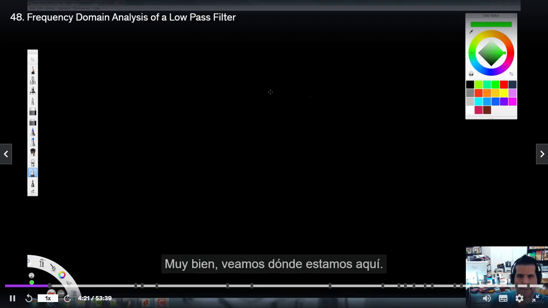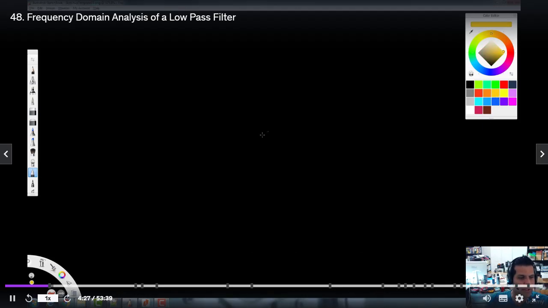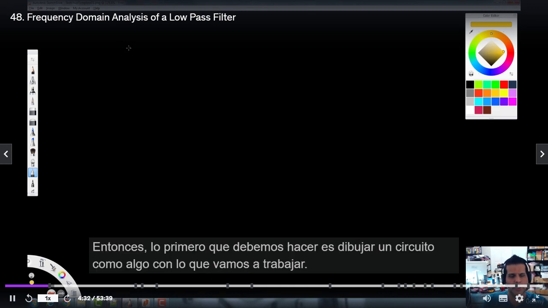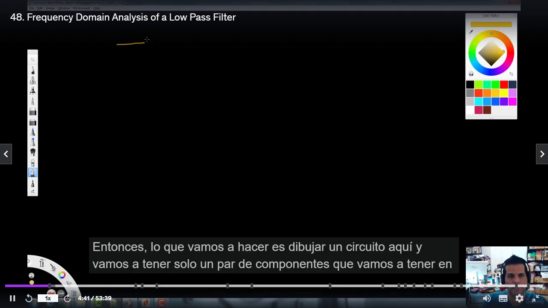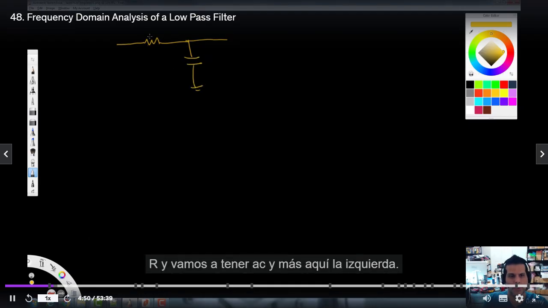Let's see, where are we here? Let's pick one of our colors here. The first thing let's do is draw a circuit as something that we're going to work with. I'm going to have just a couple components. We're going to have an R and we're going to have a C. And over here on the left, this is going to be called V in. And over here on the right, this is going to be called V out.